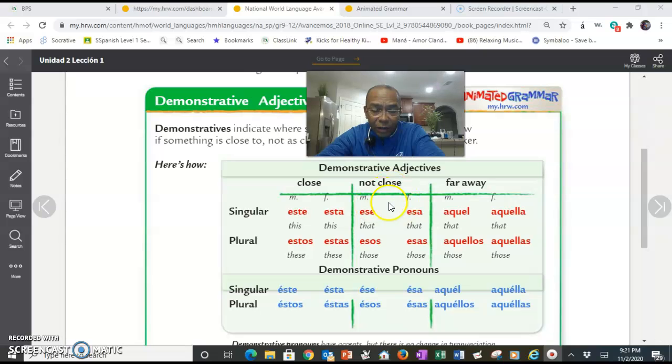Now, things that are not too close, ese, which is that. Esa, which is that as well, but for feminine words. Esos and esas means those. Aquel, that. Aquella also means that, for words that end with an A. Aquellos, those over there, for things that are more than one, that are far away from you. And aquellas is for feminine words. Okay? And again, demonstrative pronouns have accents, and they don't go before or after any noun.